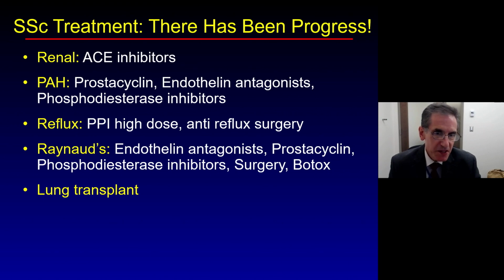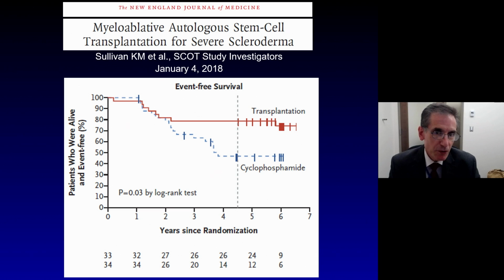In renal disease, there are ACE inhibitors. In pulmonary arterial hypertension, there are a variety of agents. In reflux, there's PPIs and anti-reflux surgery. And in Raynaud's, there are a variety of agents, including endothelin antagonists, prostacyclin, phosphodiesterase inhibitors, surgery, and Botox. And then finally, lung transplant, and even allogeneic stem cell transplant and bone marrow transplant in some patients with scleroderma can be utilized in patients with severe and rapidly progressive disease. This is just another recent addition, myeloablative autologous stem cell transplantation for severe scleroderma.